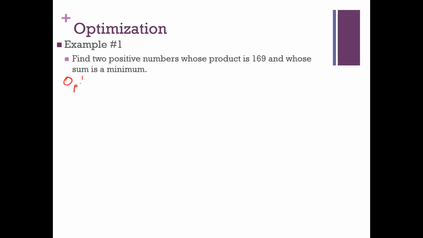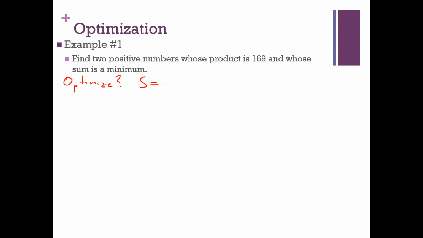Typically there are two things that arise from these kinds of problems. One is, what am I trying to optimize? What's my real goal? So I'm trying to optimize the sum. I'll call that S. How would I find the sum of these two numbers? What does the sum mean? Addition, you're adding together. What am I adding together? Two positive numbers. Let's call them A and B.